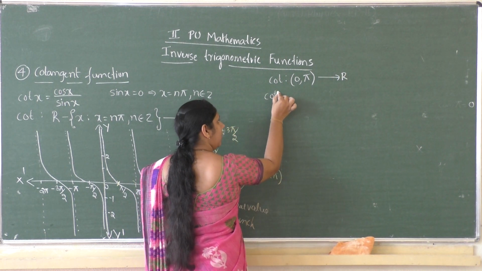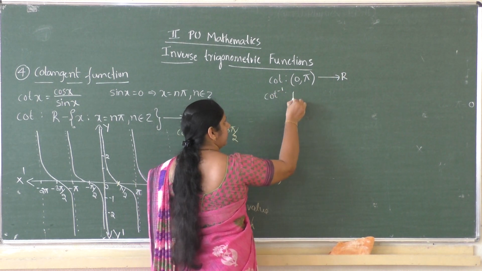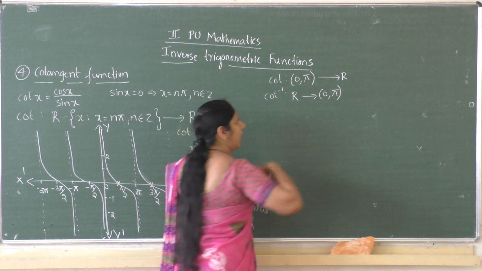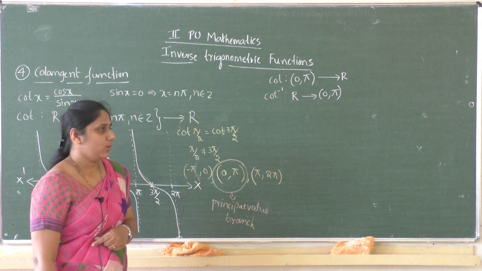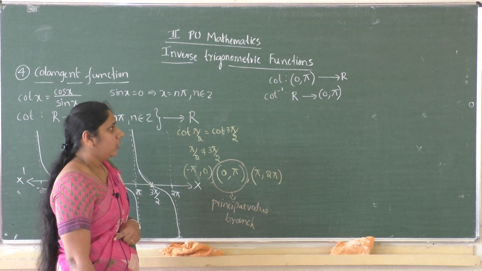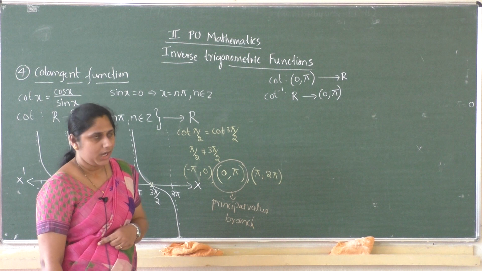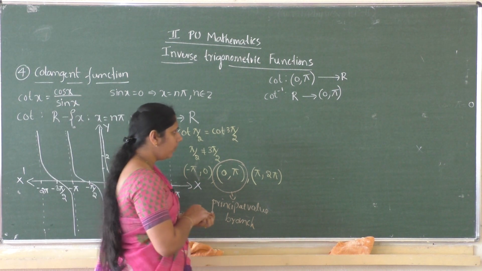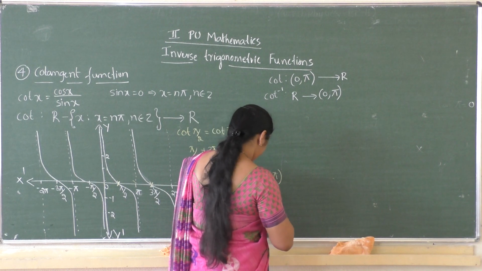Hence cot inverse is a function from R to the open interval 0 to pi. So the domain of cot inverse is R and the range of cot inverse is 0 to pi. Now we will do the graph.